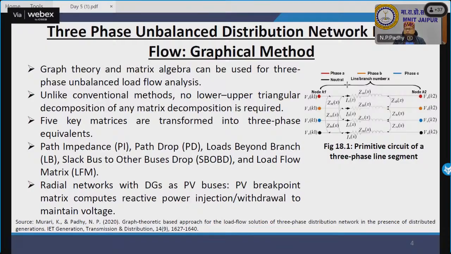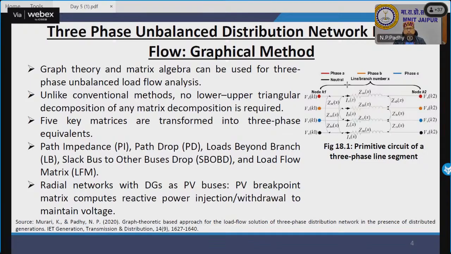Now, three-phase unbalanced distribution network power flow. We have already learned the single-phase distribution system load flow solution using graphical methods. Now, the same concept we wish to extend to a three-phase system. So instead of a voltage at a particular bus i, now we say Va_i, Vb_i, and Vc_i, and these are the three-phase currents at a particular node.